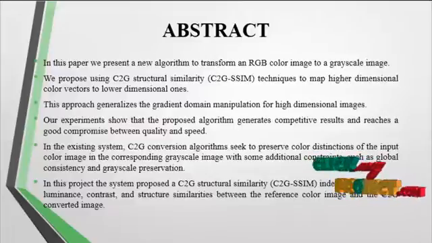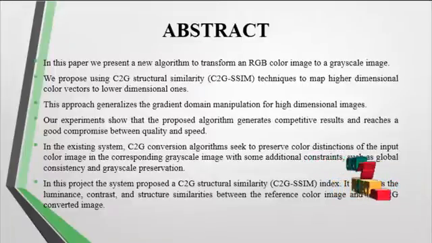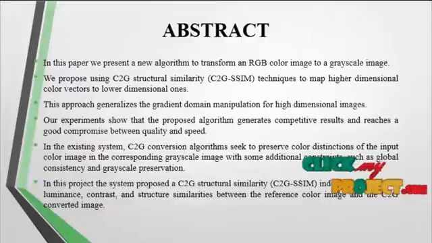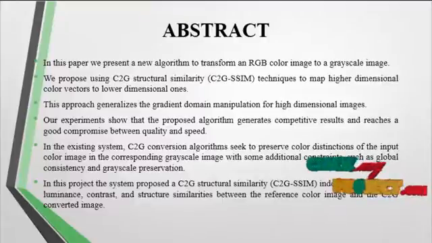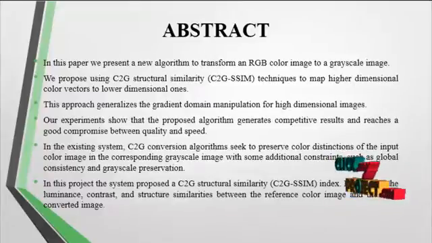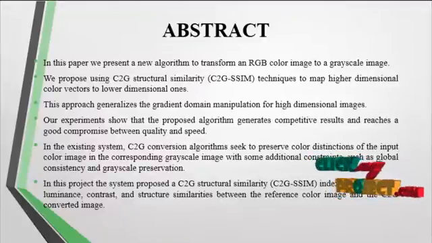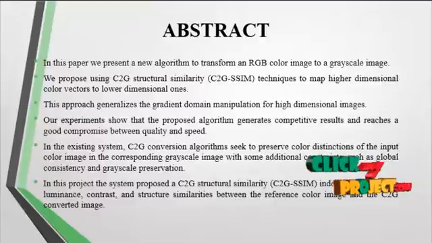In this project, the system proposes a C2G structural similarity index, that is C2G SSIM. It evaluates the illumination, contrast and the structural similarity between the reference color image and the C2G converted image. To explore the potential of the C2G SSIM, we further demonstrate its use in two applications: automatic parameter tuning for the C2G conversion algorithm and the adaptive fusion of C2G converted images.